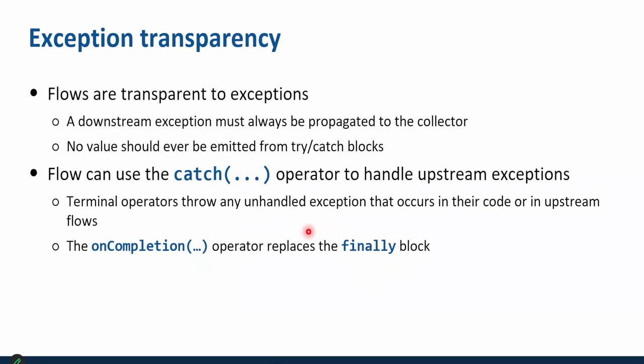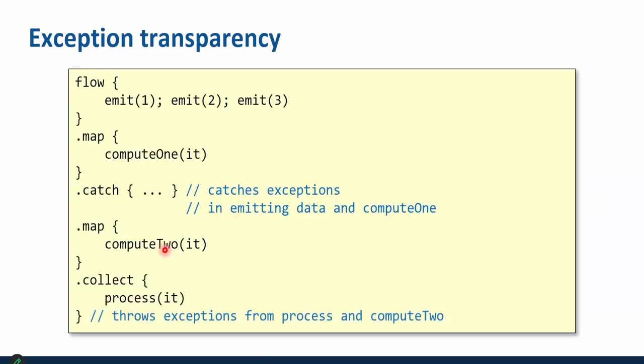So in the case of flows, instead of catching and then dealing with some fallback behavior, you can, instead of retaining the finally, call the onCompletion method with some lambda, or scope, better to say.